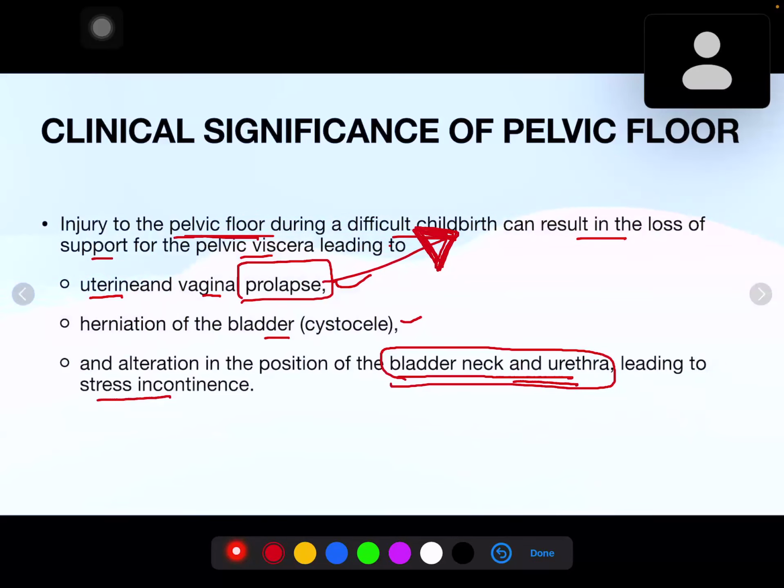So grand multipara have a very high risk of having a prolapse in their old age, because every time there is a normal vaginal delivery, there is damage to the nerves and the pelvic floor muscles. That later on leads to prolapse of the uterus, vagina, or bladder, the cystocele. Later on they can also have stress urinary incontinence, even after pregnancy.